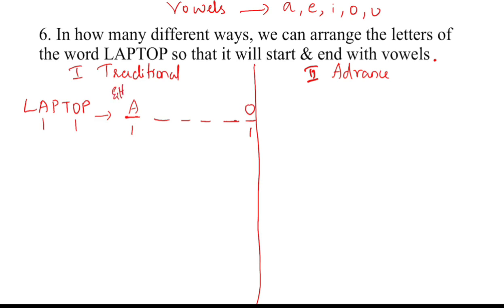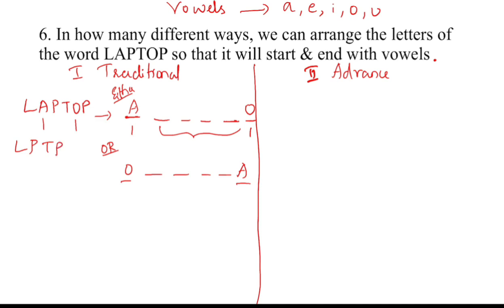Either like this or O can be here and A can be here. Not necessary that it should start with A and end with O, isn't it? It can either start with O and end with A also. This is also a possibility. Okay. So, and these remaining 4 places can be occupied by the remaining letters. Which are the remaining letters? L, P, T, P. Okay.